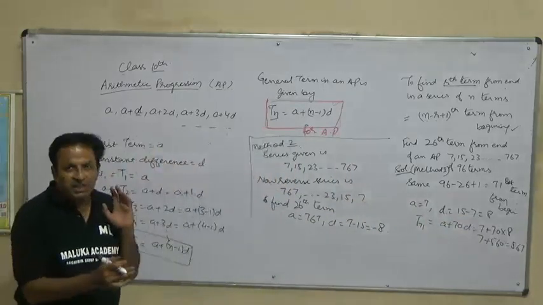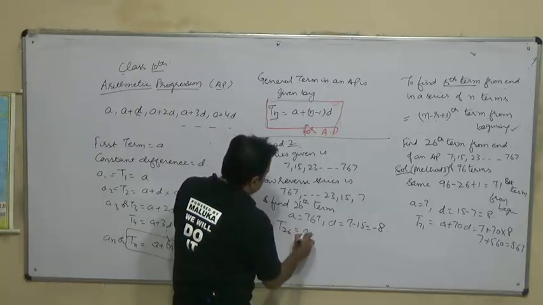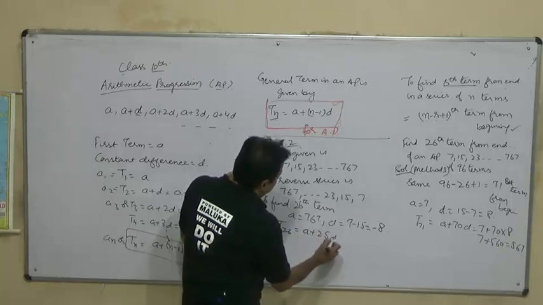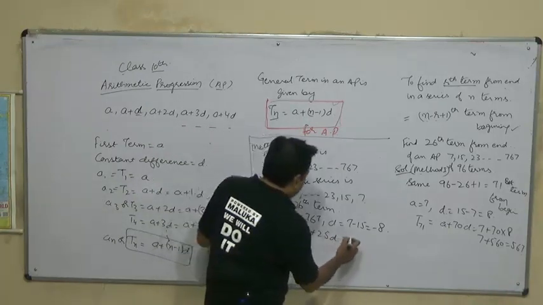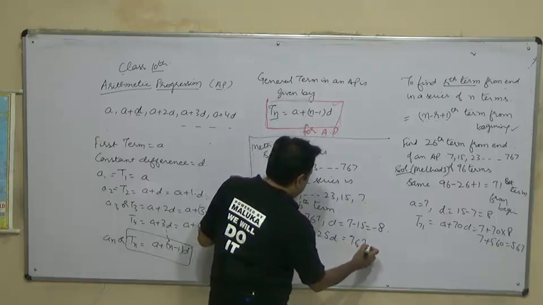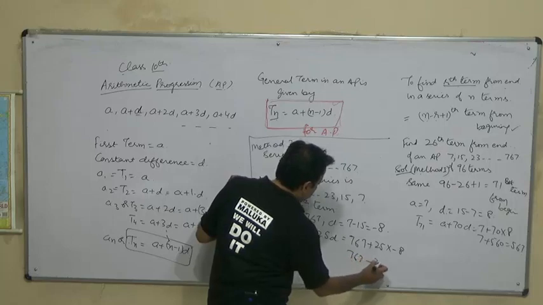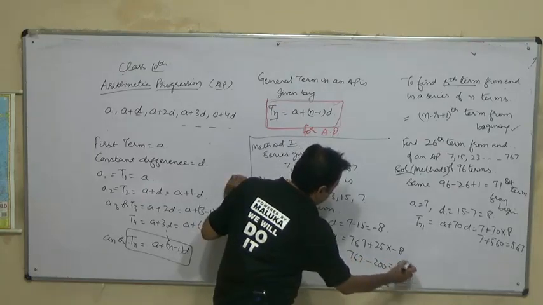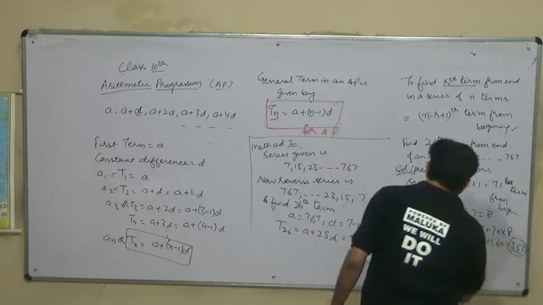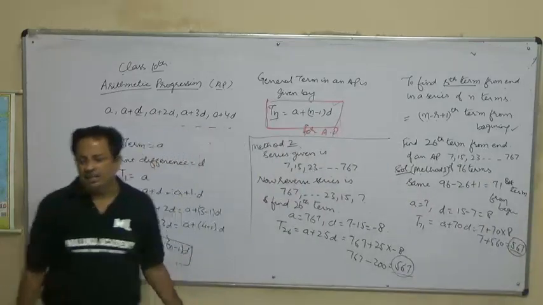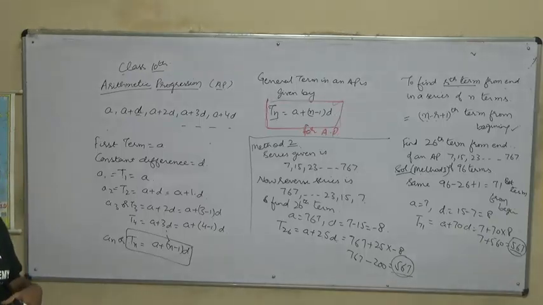When we reverse the series, the sign of d will be changed. And we want to find T26, which is a plus 25d. Always reduce one value, 26 minus 1 is 25, and the value of a is 767 plus 25 into minus 8, which is 767 minus 200, which is 567. So you can check that from both ways we get the same answer, 567. We can use either of the two ways to find the answer, so use the appropriate method, whichever you feel is easy.